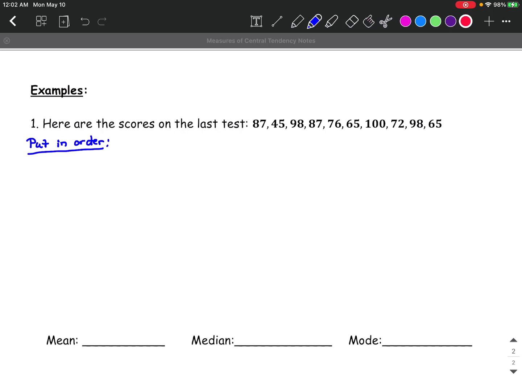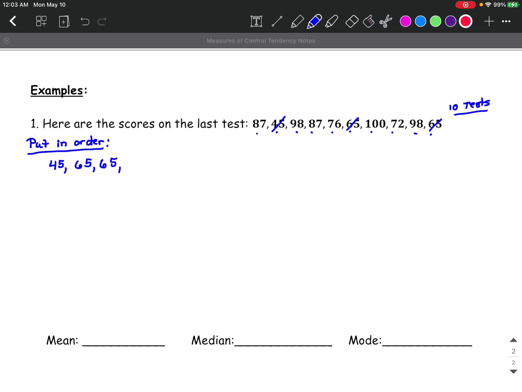So I'm going to look, and it looks like 45 is my smallest. I also tend to cross them out, so I keep track of how many I have. And another thing I do is I count 1, 2, 3, 4, 5, 6, 7, 8, 9, 10. There are 10 test grades here. That way I know when I make my list, I need to have 10 numbers in my list. So my smallest was 45. What's the next? I have nothing in the 50s, and the only 60s I have are 2 65s. So I'm going to write 65, 65.